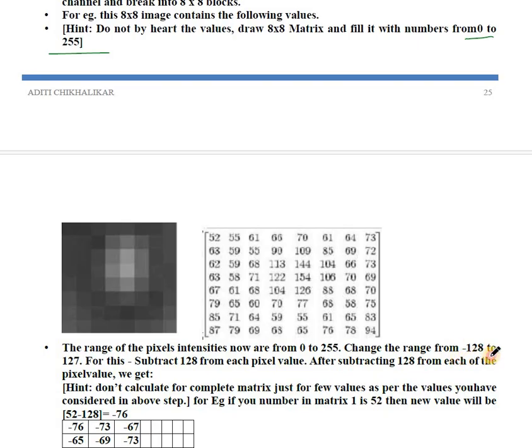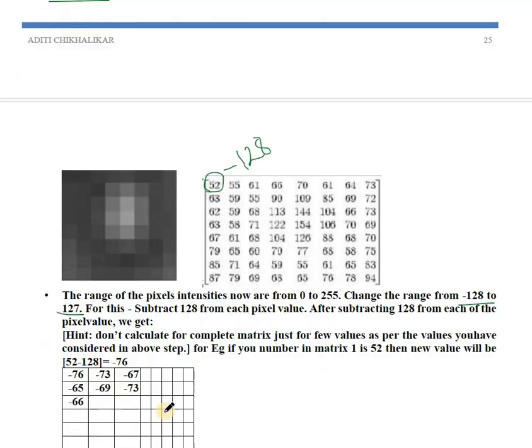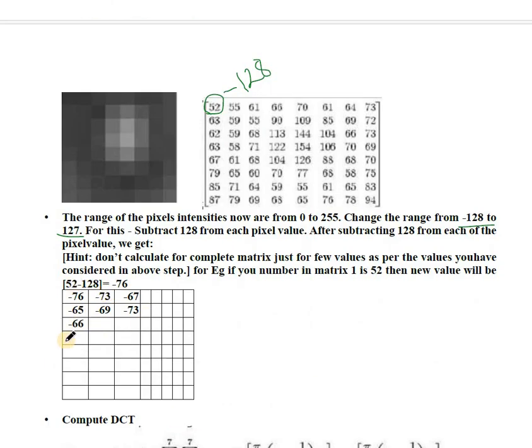Now once you have done this, the next step is you need to get the values into the range of minus 128 to 127. So how do you get this? Whatever values you have, you subtract 128 from it. So 52 minus 128 will give you minus 76. 55 minus 128 will give you minus 73. So for a few numbers you do this. The rest of the table you need not fill. Don't waste your time in exam doing it.